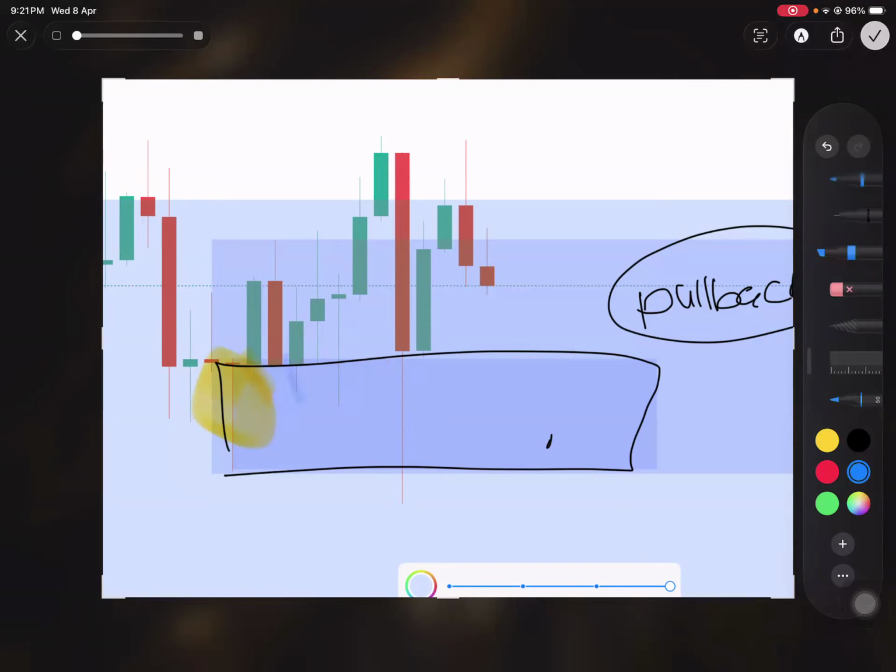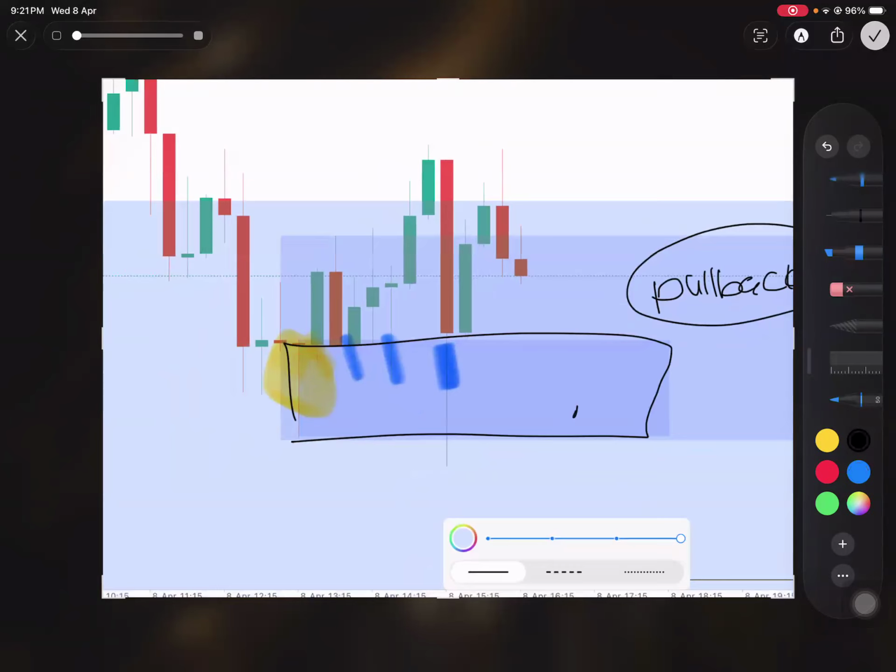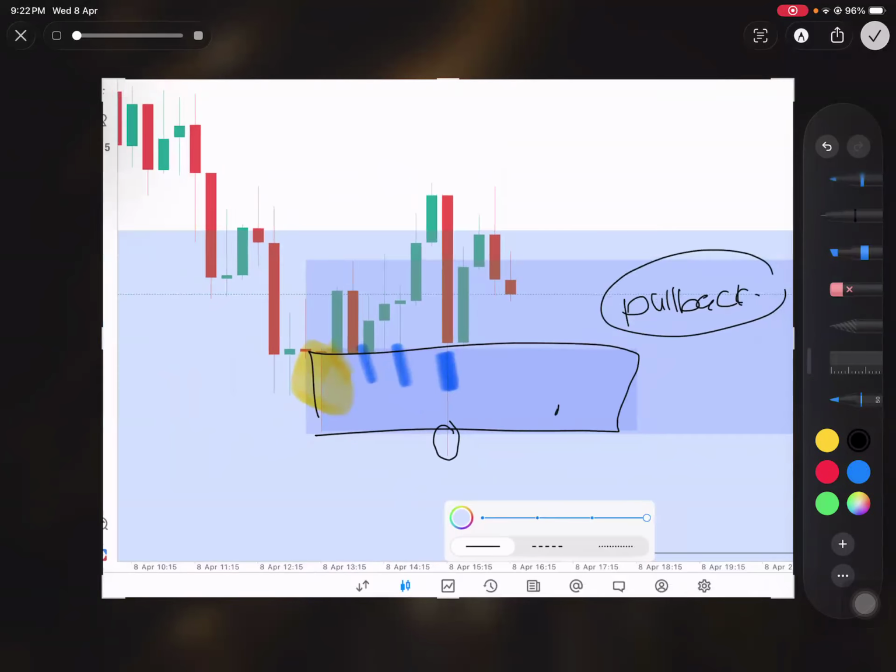Entry. Okay, this is going to be your entry, this is going to be your entry, and this is also going to be your entry. But you're going to feel a bit scared because of this. A lot of people will be scared. Of course.